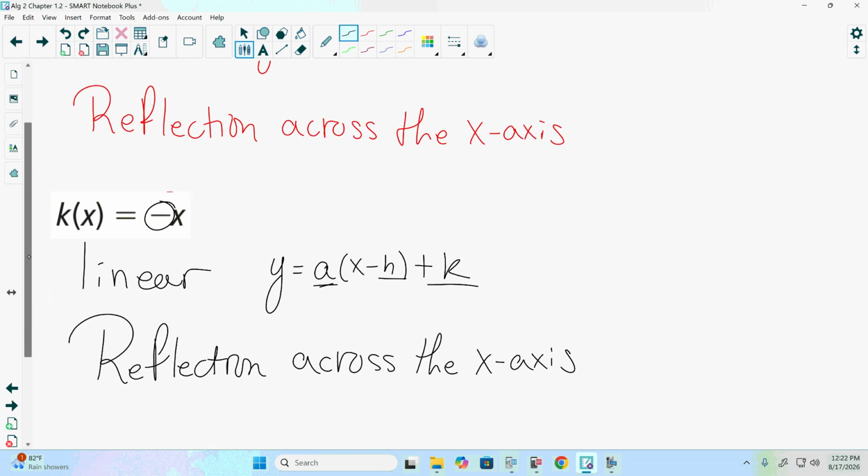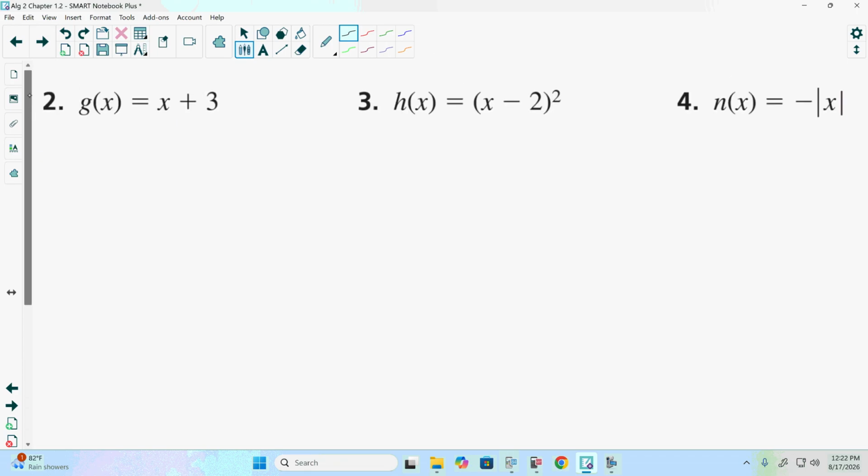Questions on either one of these here? You know what? Let's look back at what we've done so far. We're going to do some more of up, down, left, right reflections. Number 2. G of x equals x plus 3. What would the parent function be? Linear, absolute value, quadratic. Linear. We don't have an x squared. We don't have a squared term. We don't have the absolute value. So yes, it is indeed linear.